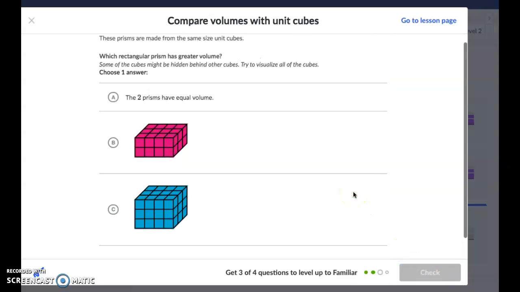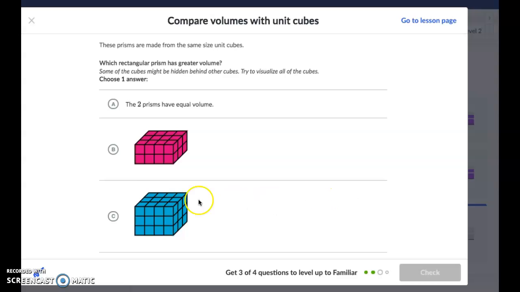Again, which rectangular prism has greater volume? So we're going to multiply the length, 1, 2, 3, 4, times the width, 1, 2, 3. So 4 times 3 is 12, times the height is 2. So 12 times 2 is 24. So our pink one is 24.